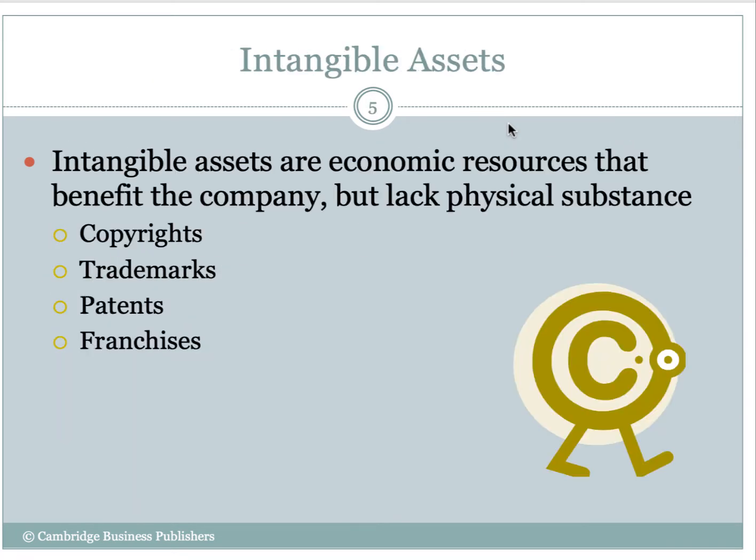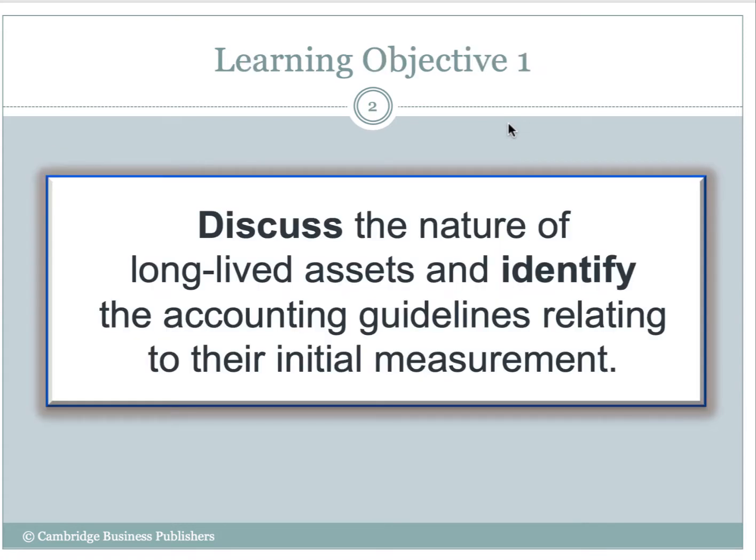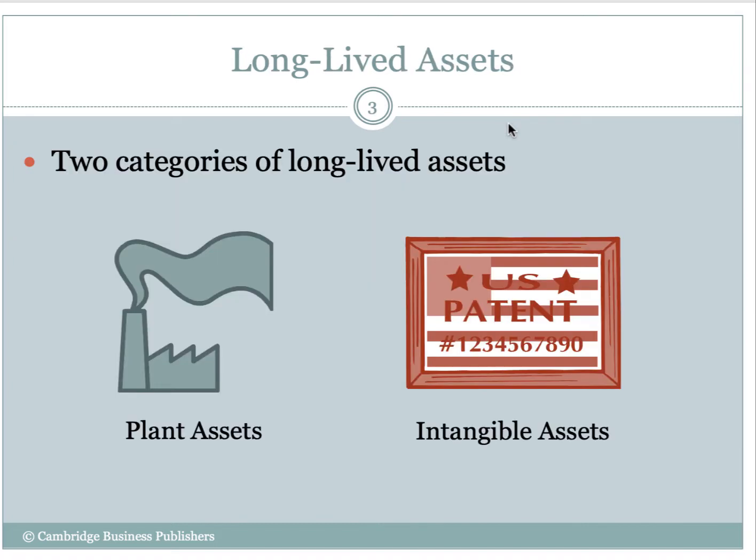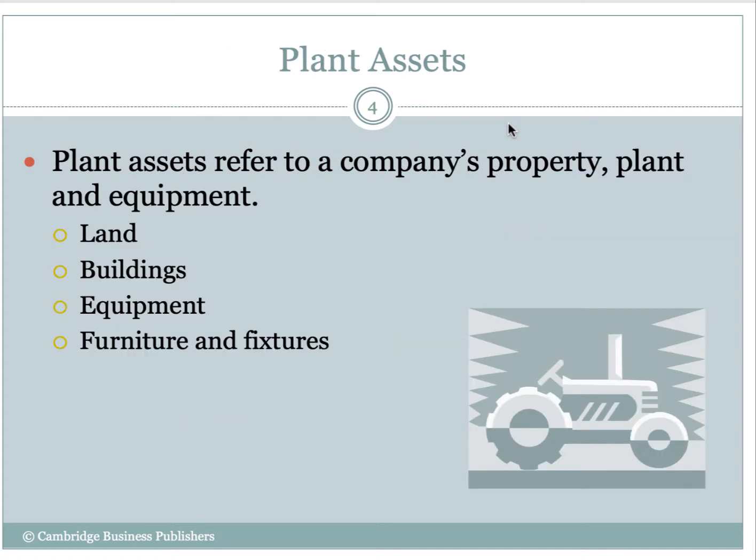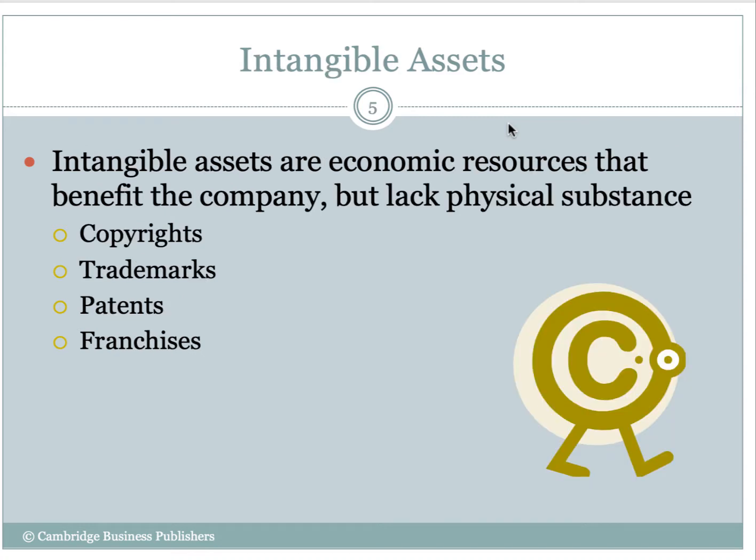So the real key takeaway from this video is being able to identify long-lived assets. We have either plant assets or intangible assets. Know what's included within each of those categories. Plant assets, we're talking about PP&E, property, plant, and equipment. So land, building, equipment, furniture and fixtures are all part of plant assets. Know what the intangible assets are. Remember, we get an economic benefit from having these, but they don't have any physical existence. Things like copyrights, trademarks, patents, franchises.